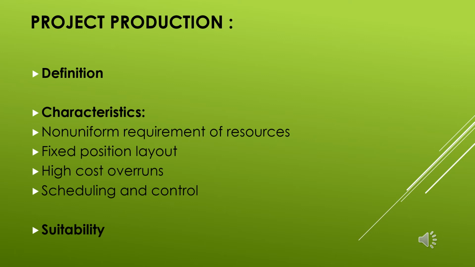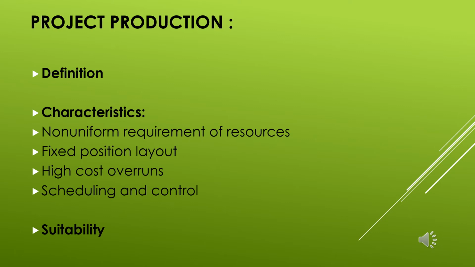As we have previously mentioned, fixed position layouts are very important for project production. Fixed position generally means the immobility of that particular product during the transformation. The product cannot move from one place to another, so the machine will have to move from one place to another.